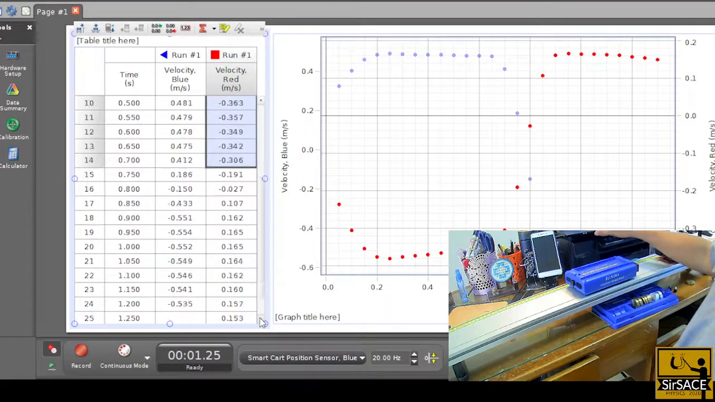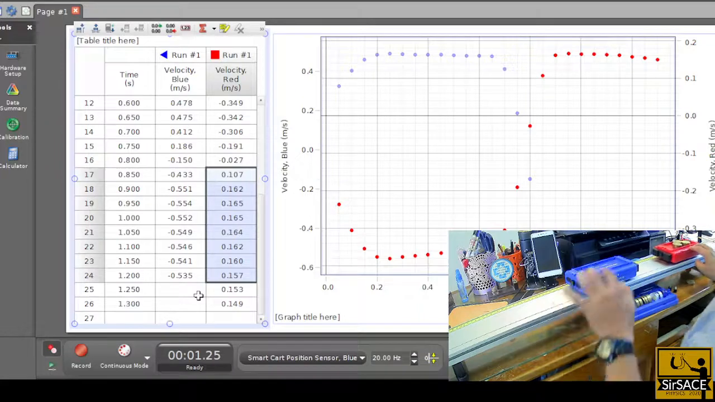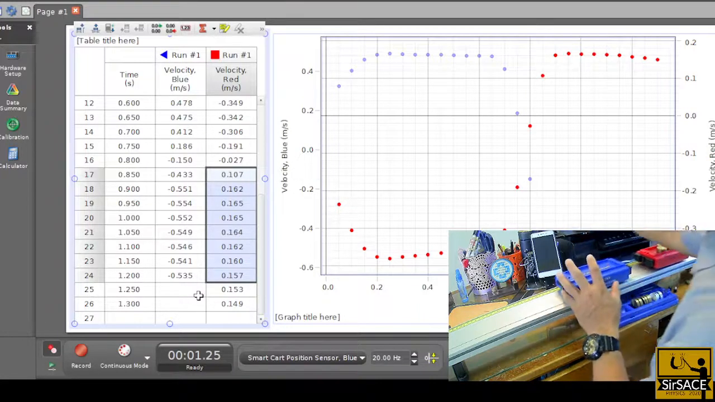Then for the final velocities, you can start here for the blue, then take the average reading of that. The final velocity of blue is negative. Then respectively our final velocity for red. Okay, so this will be our fourth trial.